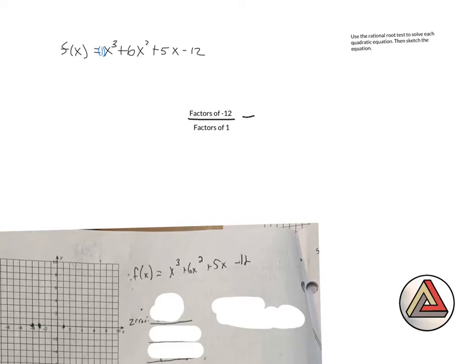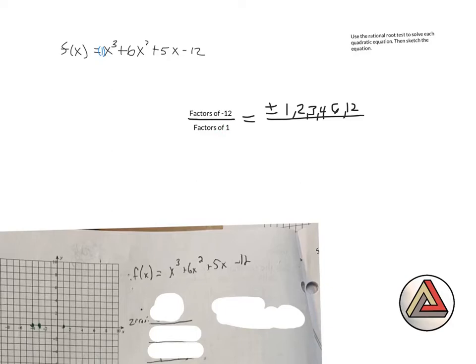If that's not clear, it will be soon. So factors of negative 12, there's going to be plus minus 1 and 12, 2 and 6, and 3 and 4. Notice how I do this plus minus thing. That's very important. When you do the rational root test, you've got to do the plus minus stuff, because it could be positive 1 times negative 12, or it could be negative 1 times positive 12. So you just have to take all that into account. And we're going to put that all over all the factors of 1.